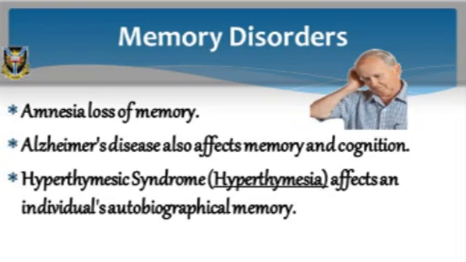Other neurological disorders, such as Alzheimer's disease, can also affect memory and cognition. Other disorders include hyperthymesia or hyperthymetic syndrome, which is a disorder that affects an individual's autobiographical memory. This essentially means that they cannot forget small details that otherwise would not be stored.